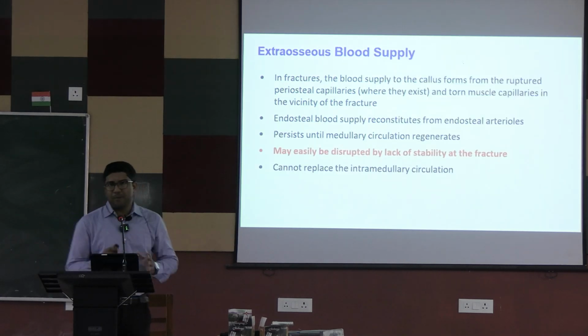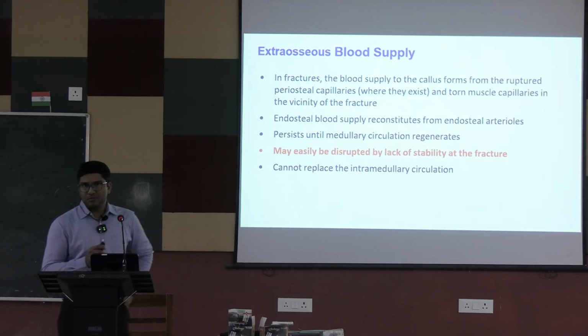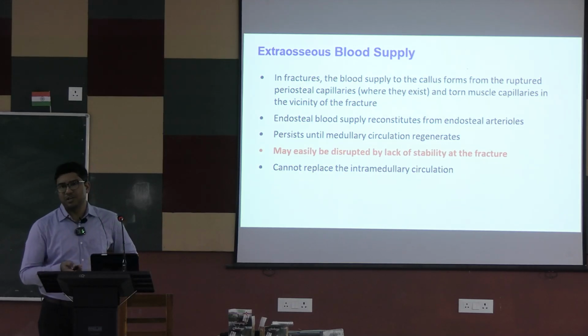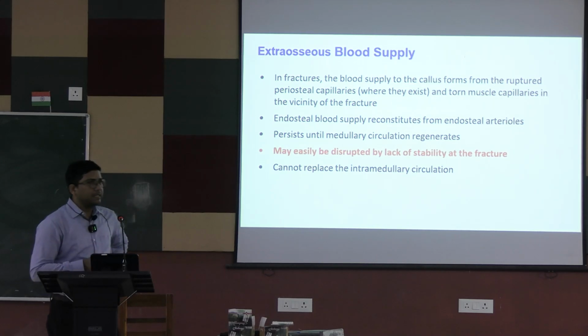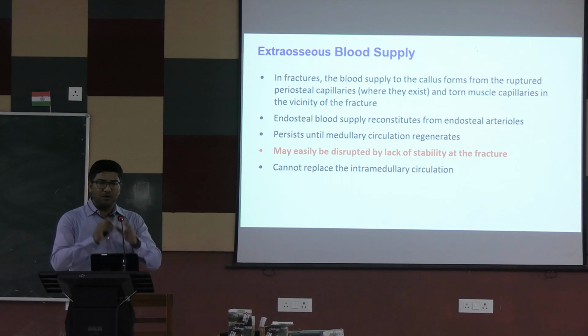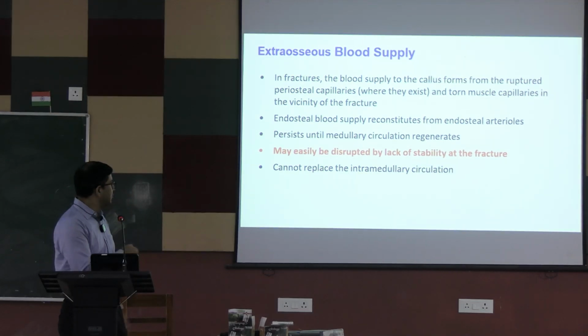Whenever a fracture happens, there is a hematoma. What are the stages of fracture union? There is a hematoma, then granulation tissue, then soft callus and hard callus. Whenever there is a fracture, as I told before, there is disruption of the tissues, disruption of the periosteum. So naturally, all the periosteal arteries and endosteal circulations are disrupted.